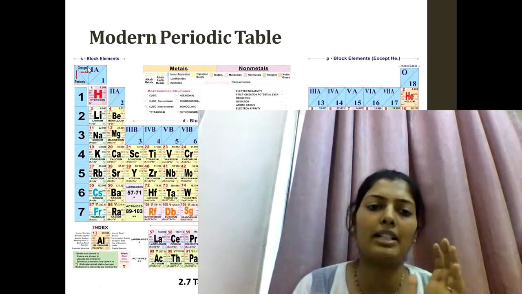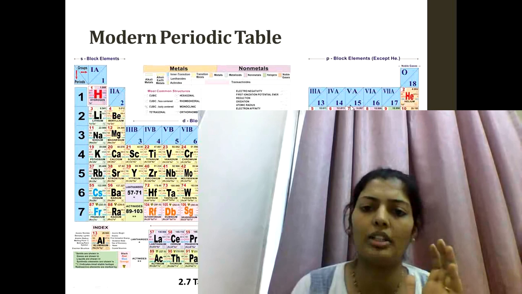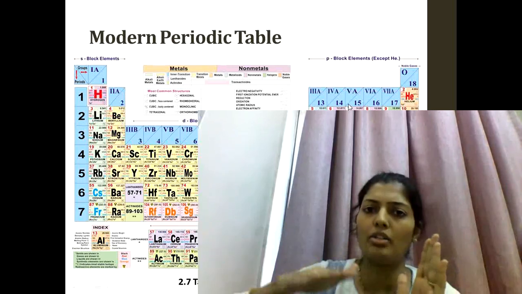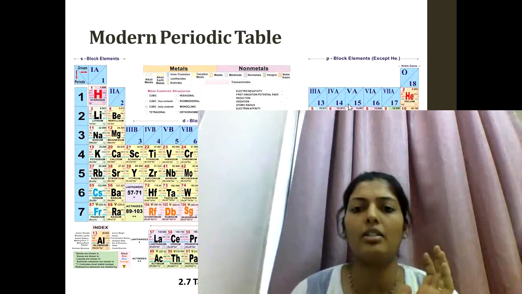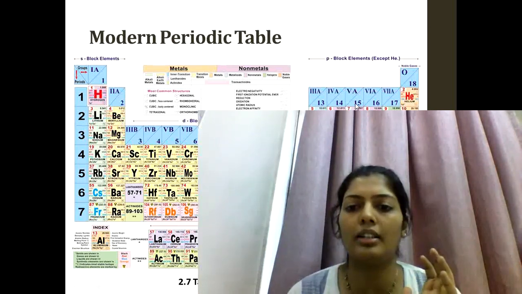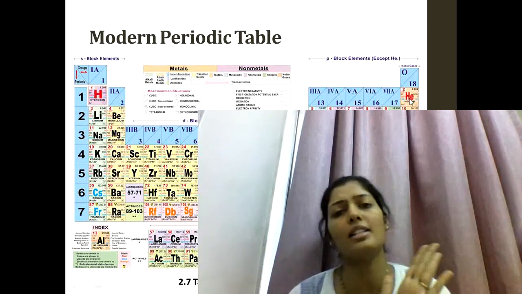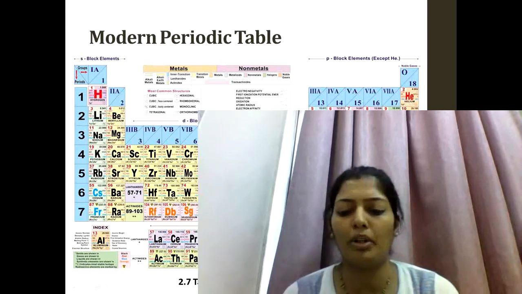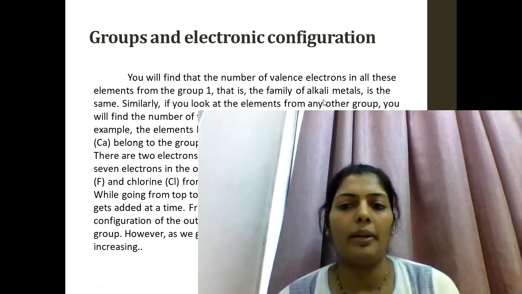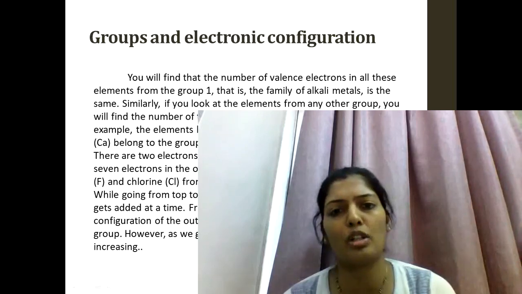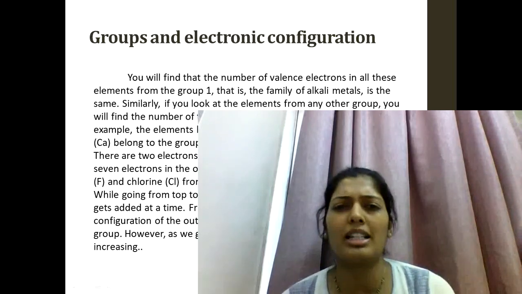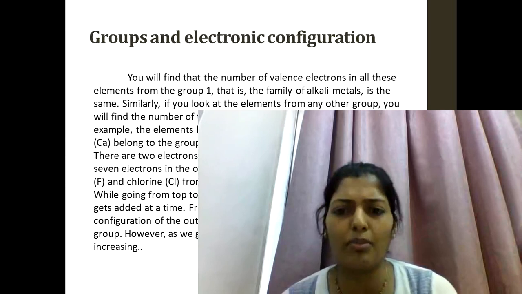So यहाँ पे valency है 1, here it is 2, here it is 3, 4. So 1 2 3 4. After reaching 4, 3 2 1 and 0. So this was the valency point. Okay. Similarly, if you look at the elements from any other group, you will find the number of valence electrons to be the same. So elements in the same group show the same valency, same chemical properties.